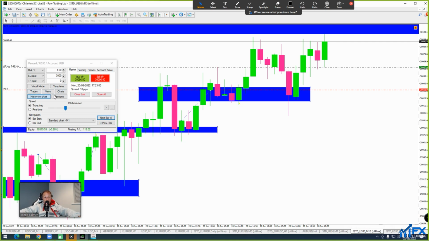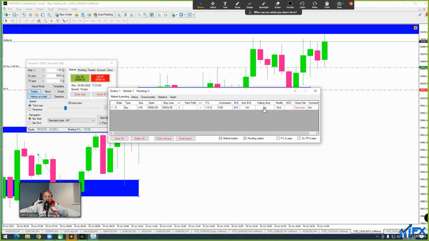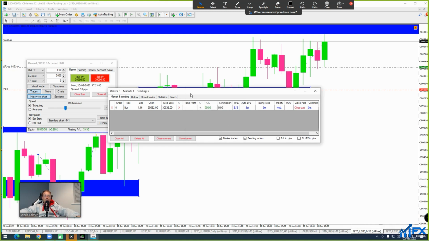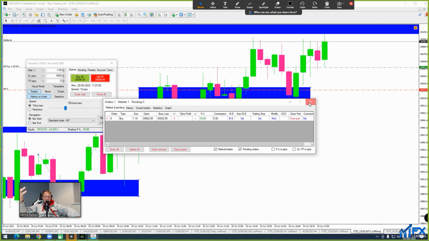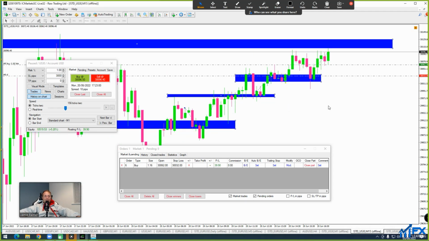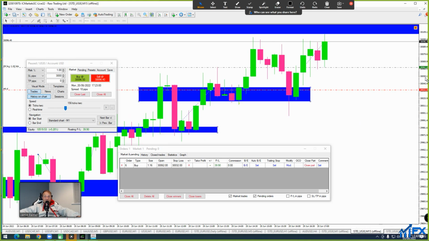Open trades, trading stop, modify, close part. So I'm going to close 2.3 lots. Okay, so close, bang, done. I've closed off a little bit and I've got another trade left open. So let me rephrase that. I've closed off a large percentage of that trade, which is good. Banked 5.20%, which is good. Let's see if we can ride this with the trend.